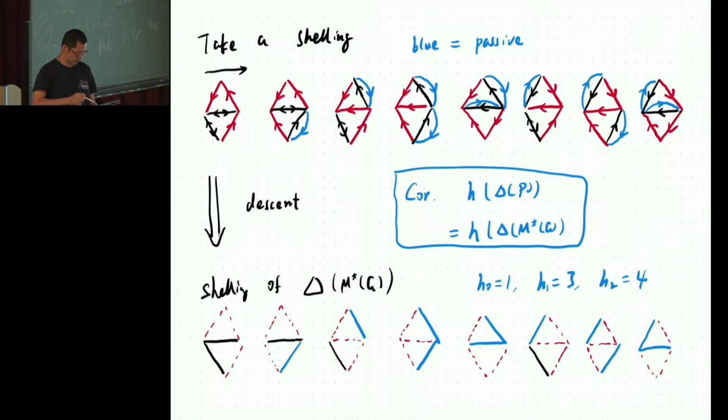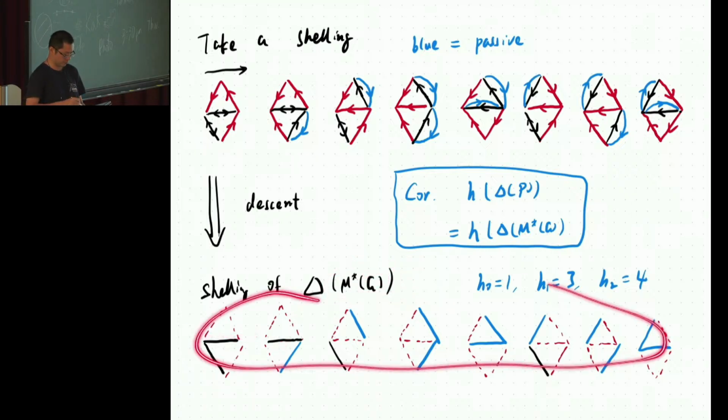So here for the trees, they are in the red dotted lines. Because we are talking about the co-graphic matroid, we need to take the complement. So now here are the bases. So I have a shelling of this.